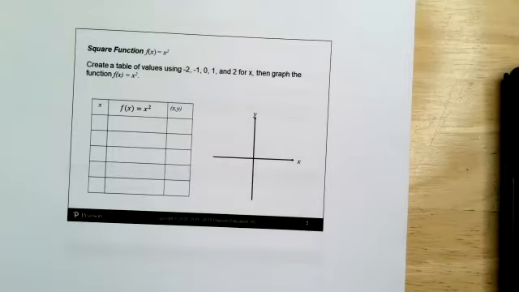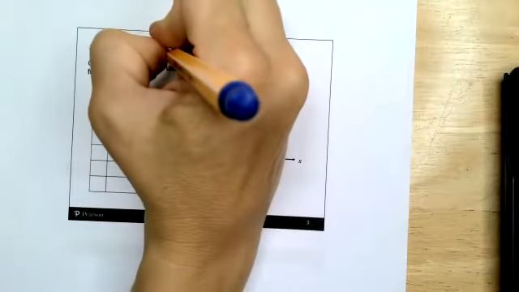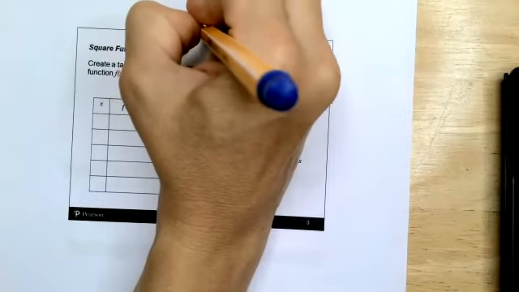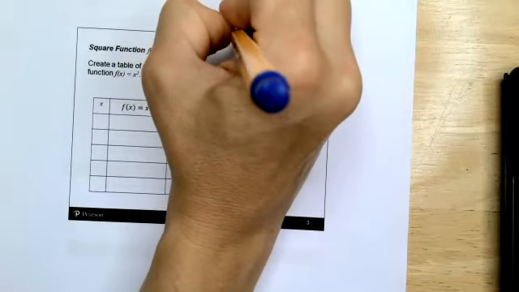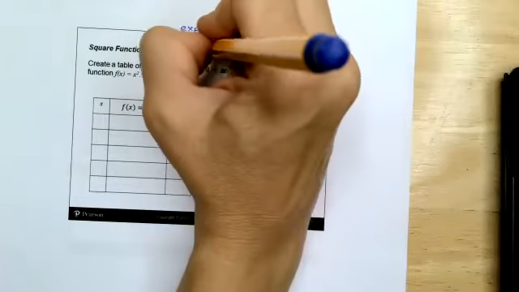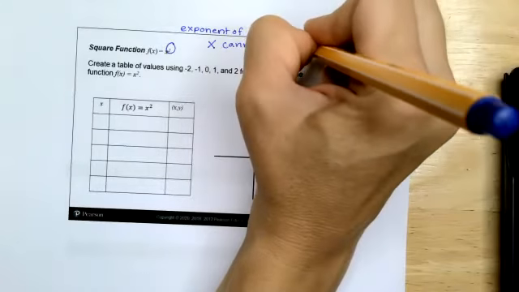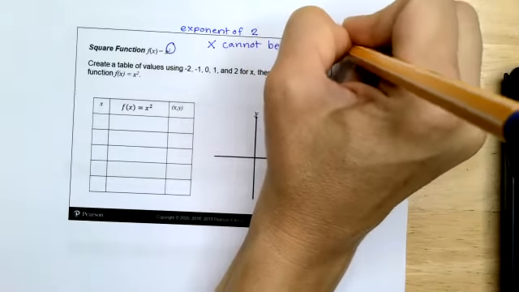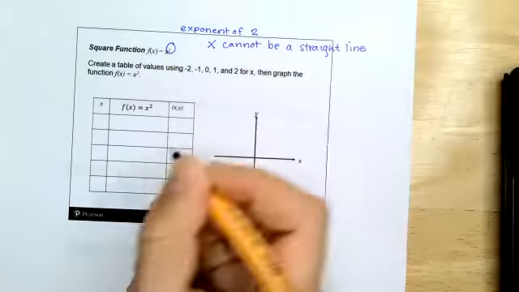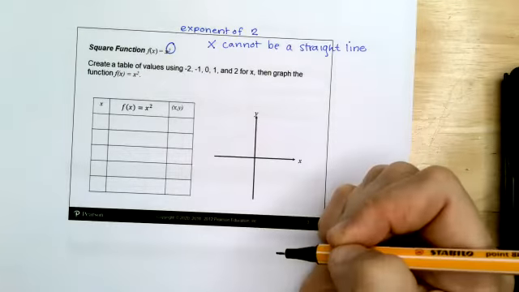Square function. So the square function means that you squared x, right? So this is an exponent of 2. So it cannot be a straight line. Just put y equals x squared into Desmos. See what it gives you. Good.